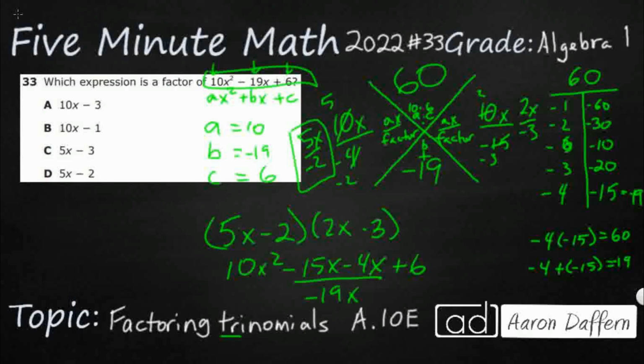And I see this 5x minus 2 right there. I don't see a 2x minus 3, but they only want us to have one of these factors. So that is my answer, D.